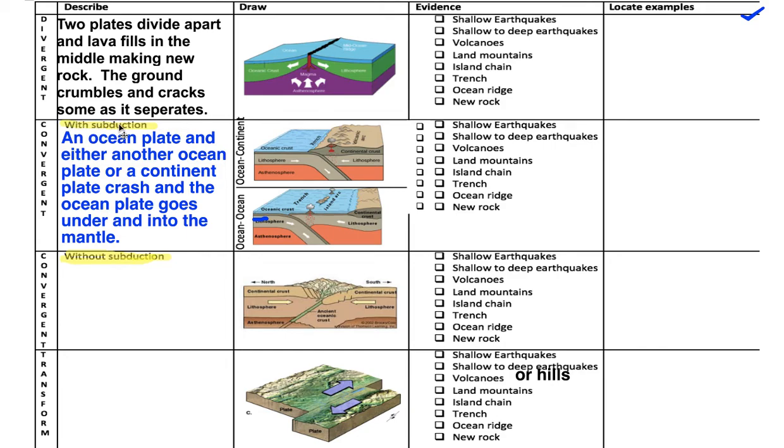So that means that it's an area of either an ocean plate or an ocean with a continent plate. And they're crashing together and one plate goes under the other into the mantle. So subduction is the term for when one piece of land is pushed under the other piece of land. So as you can notice already, these two both have a piece of the crust getting pushed into the mantle, whereas this one down here labeled without subduction does not. So that's obviously going to be our key term for what subduction means.